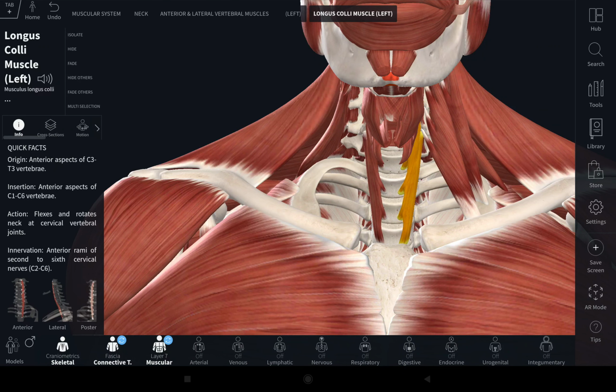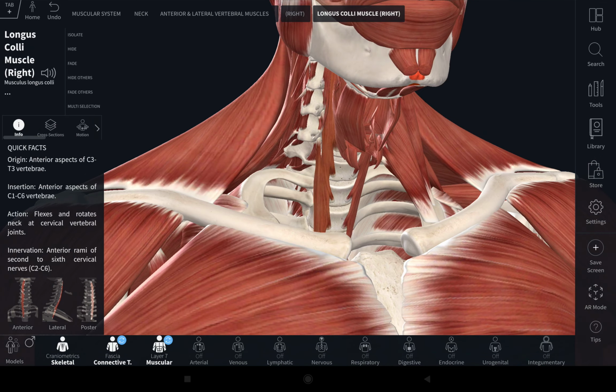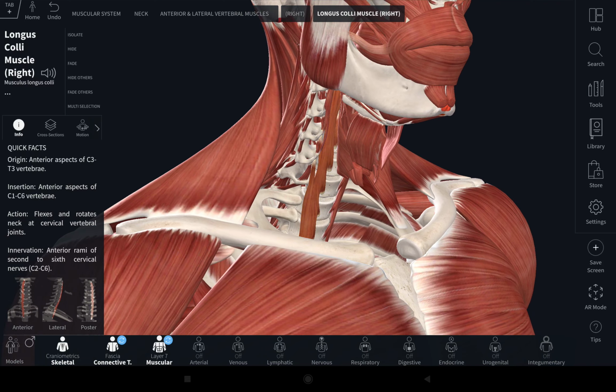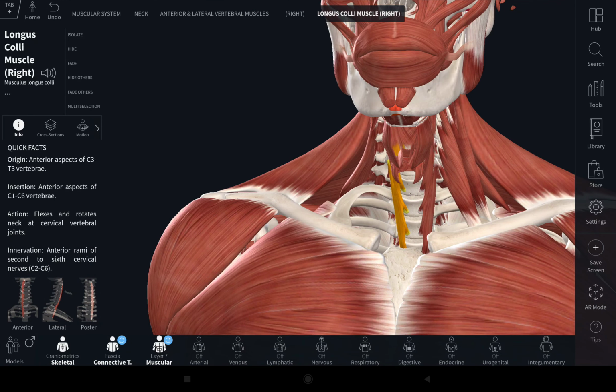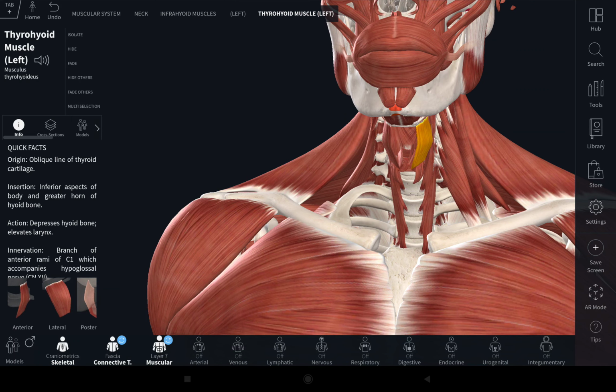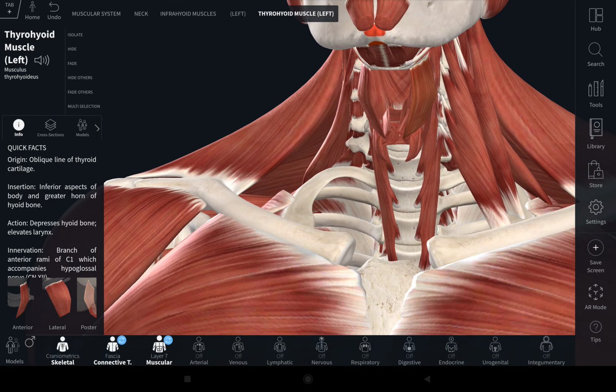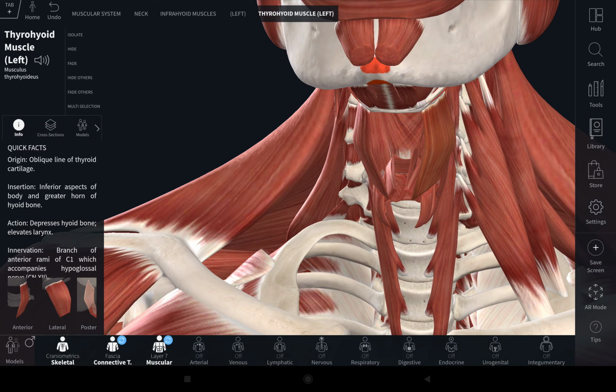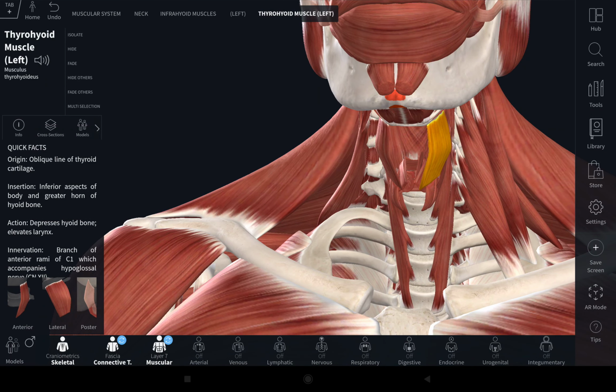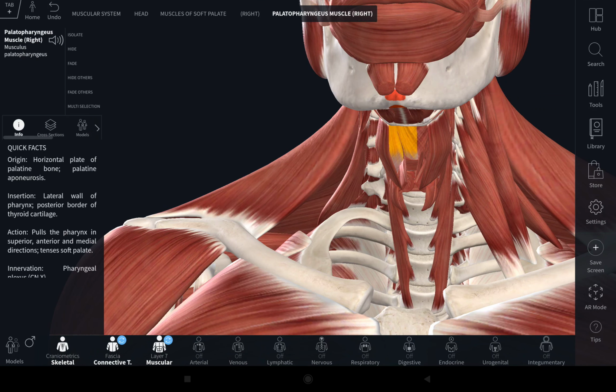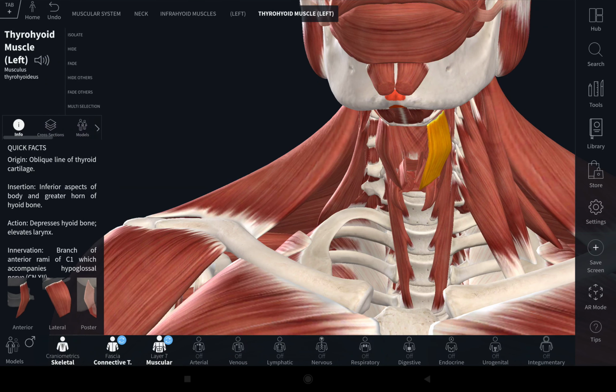The muscle we see here is the longus colli muscle. This is the longus colli muscle of left side, and this is the longus colli muscle of right side. This muscle is the thyrohyoid muscle, from thyroid cartilage to hyoid bone. This is the thyrohyoid muscle, and the central muscle is the palatopharyngeus muscle. We are removing the thyrohyoid muscle.